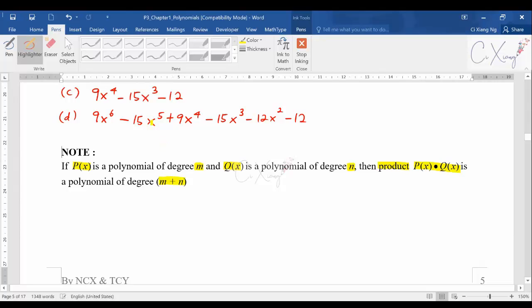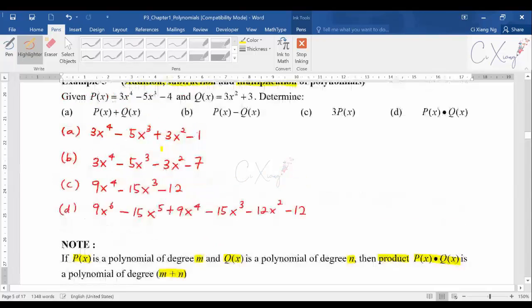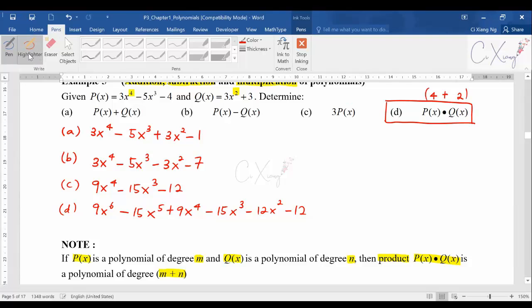So we can take our example here. What's the meaning of this one? You can see our p(x) is degree 4, the highest power is 4. And q(x) is degree 2. Then if you look at part D, they are multiplying p and q together. This one is degree 4, this one is degree 2, so the answer that you get is degree 4 plus 2, which equals degree 6. This is something basic, but you should know about it.